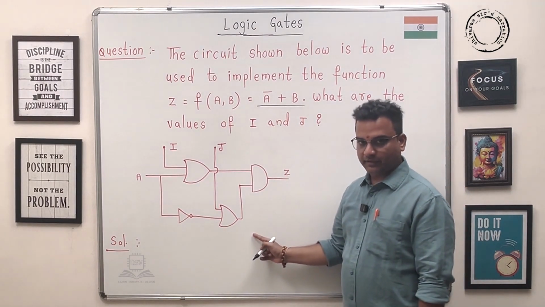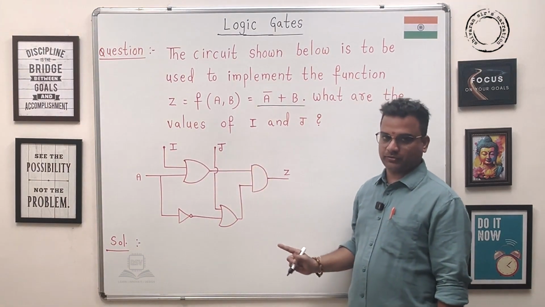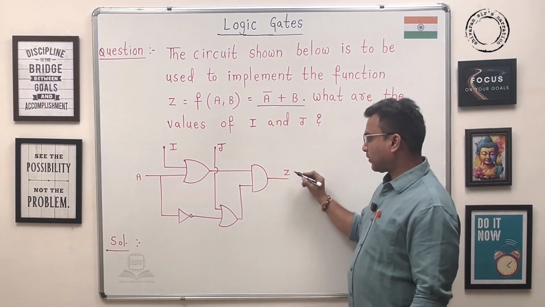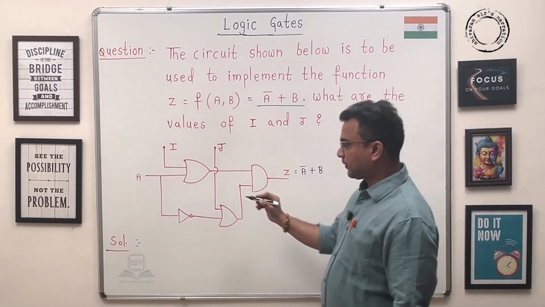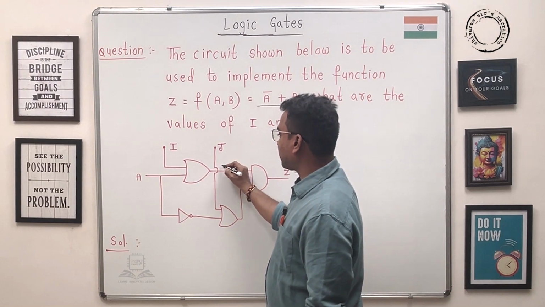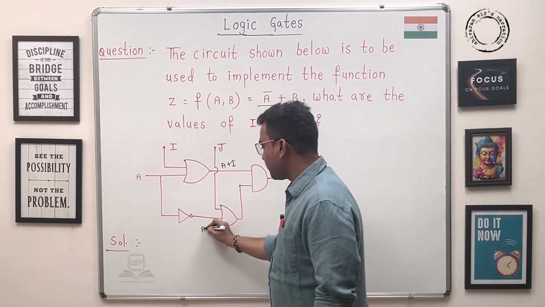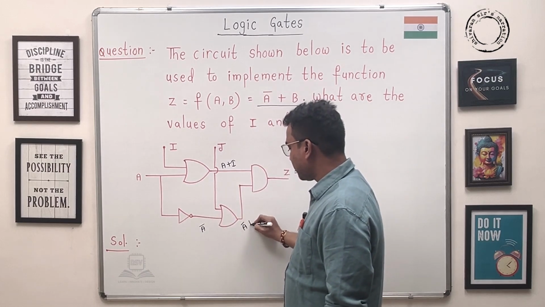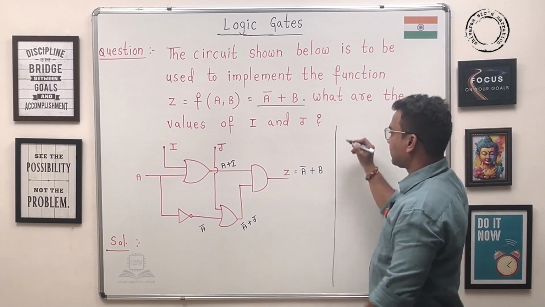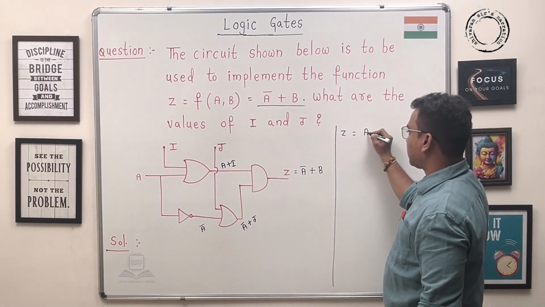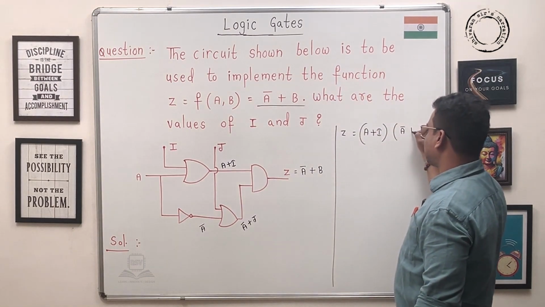This is the given design. They have given the output expression and we want to determine these I and j values as per this Boolean function. So I repeat, z = a bar + b. Here, if you take this OR gate, the output term will be a + I. Similarly here, a bar + j. Now, the actual expression for this AND gate, z = (a + I) into (a bar + j).